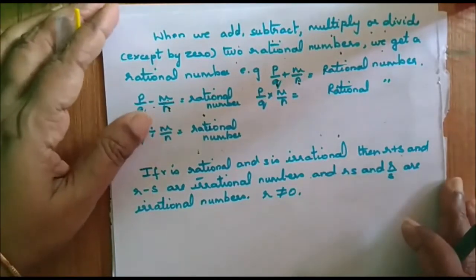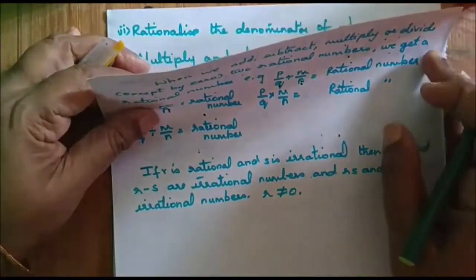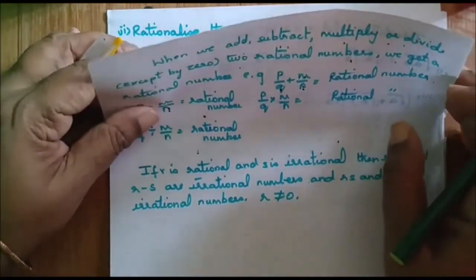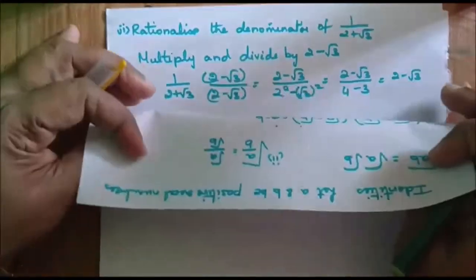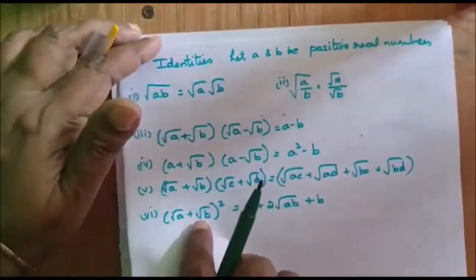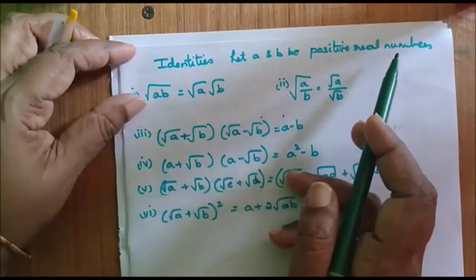In some cases, when a rational and an irrational number are added or subtracted, you also get rational numbers as the answer. Okay. Now let us study certain identities. If A and B are positive real numbers.